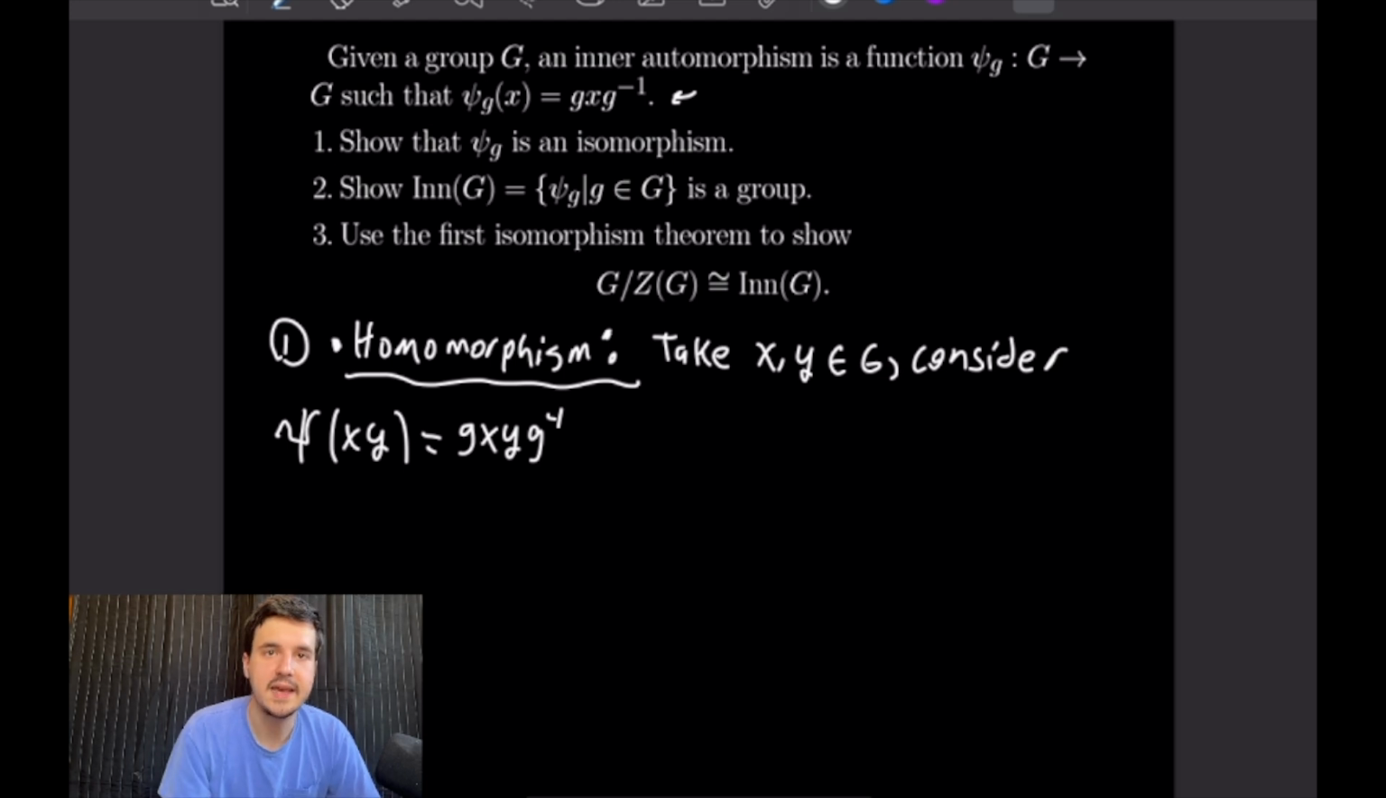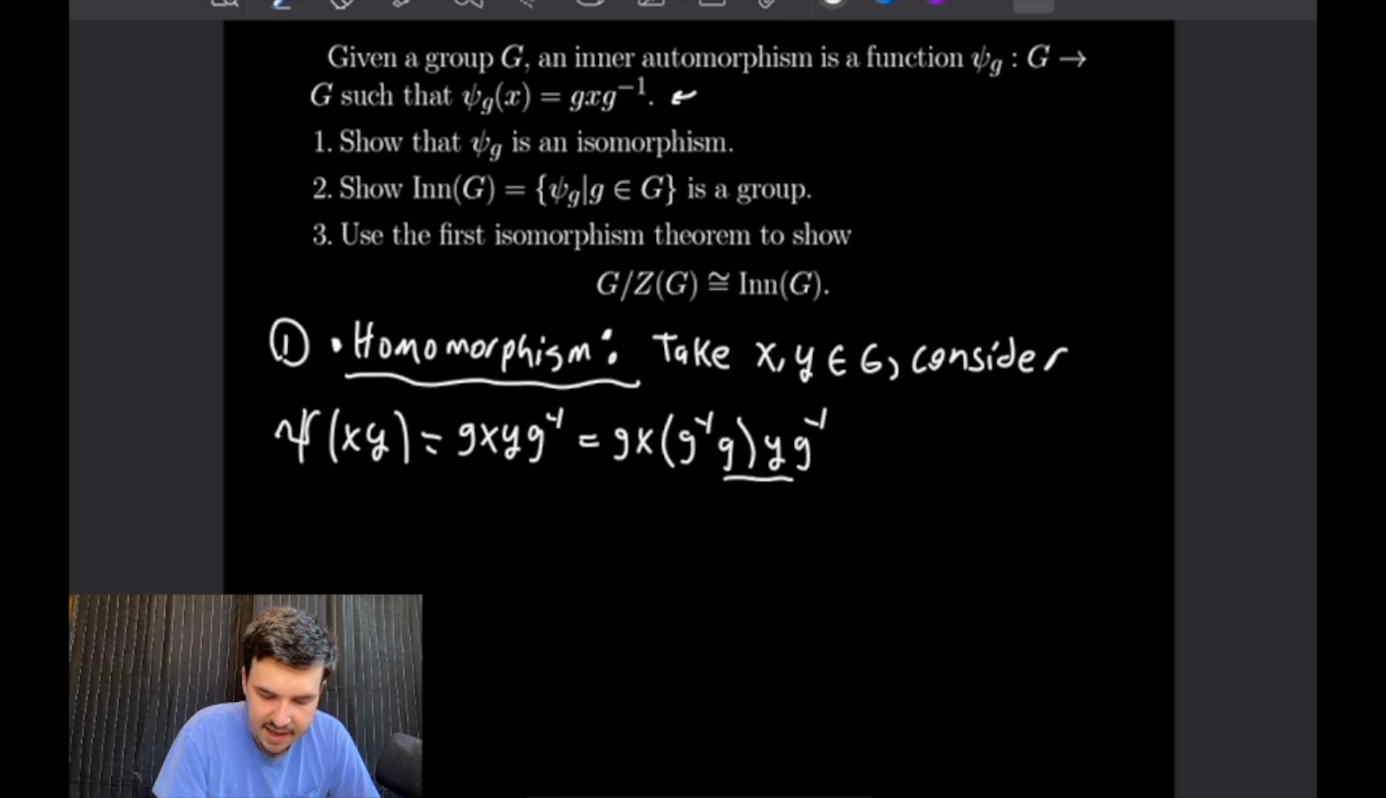But we can do that using a creative way to multiply by the identity in the middle of our X and Y here. So this is simply going to be equal to gX, and then our creative use of the identity is going to come in here, where we'll write g inverse times g, and that is of course equal to the identity, so we are not changing the value of this expression, and that will be times Y times g inverse.